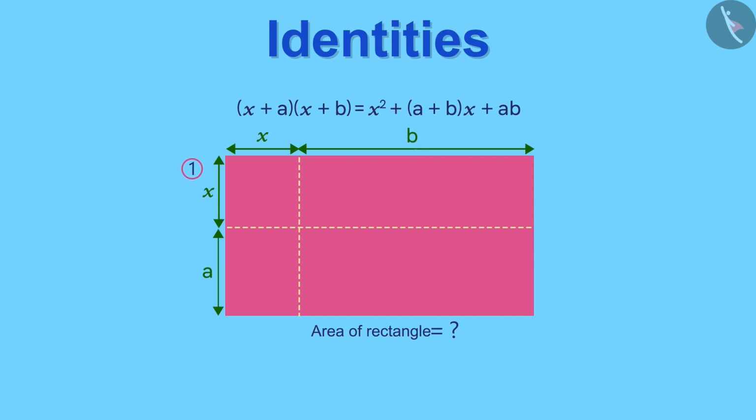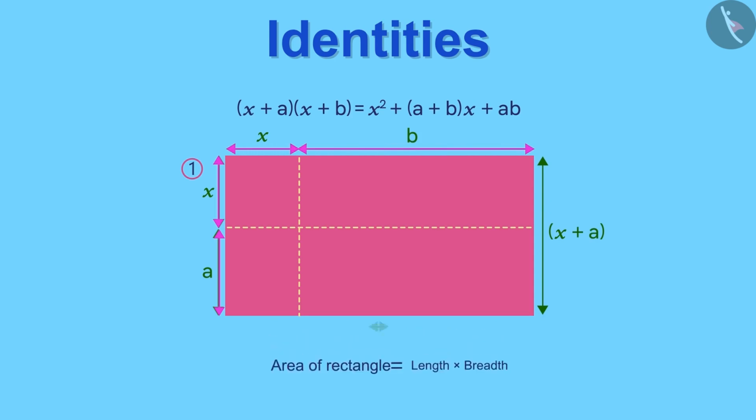We know that the area of a rectangle is equal to the product of its length and breadth. Can you tell me which is the length and which is the breadth? The length of this square is x and the length of this part is a. Therefore, the total breadth of this rectangle is x plus a. The length of this square is x and the length of this part is b. Therefore, the total length of this rectangle is x plus b. So this is the length and this is the breadth. Substituting these values in this, we get this.